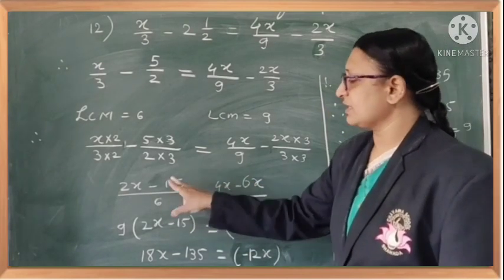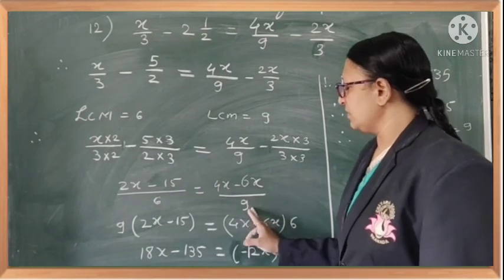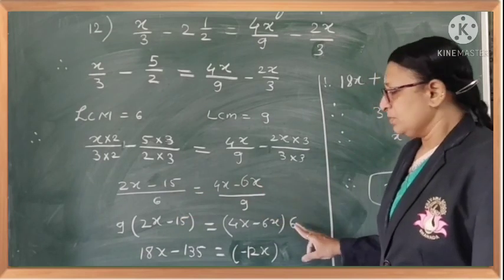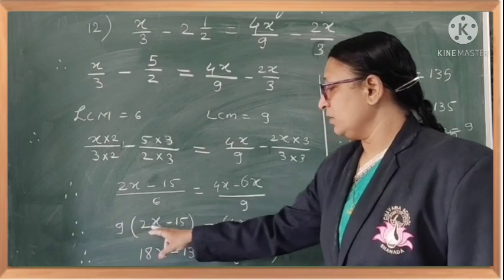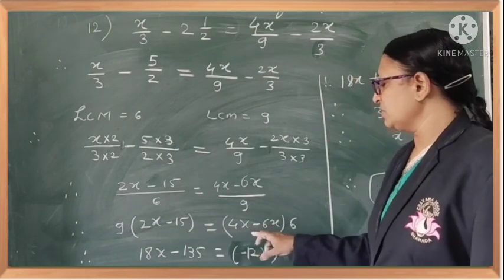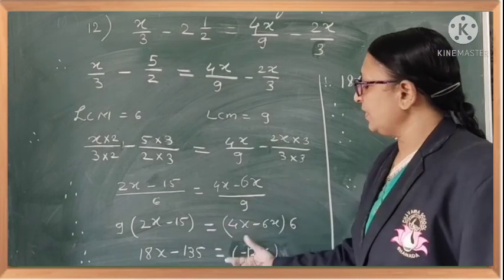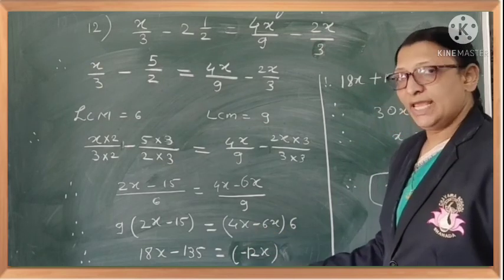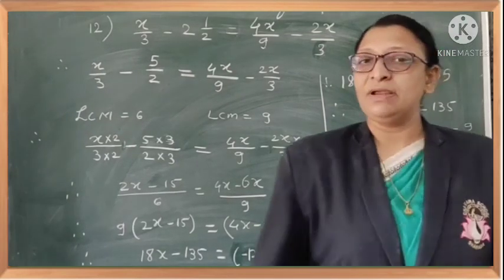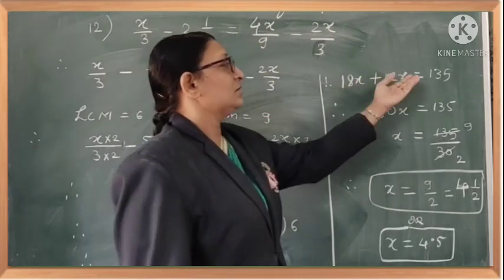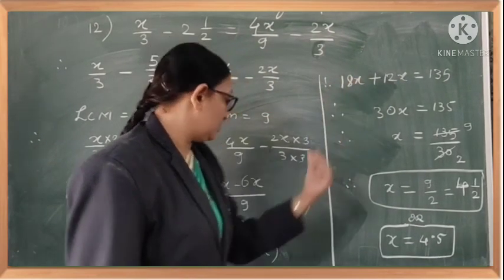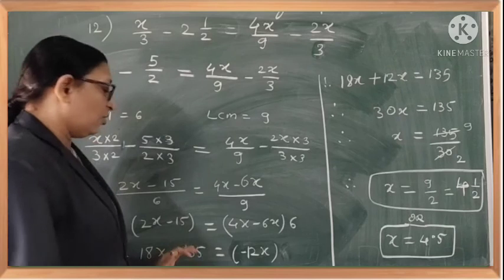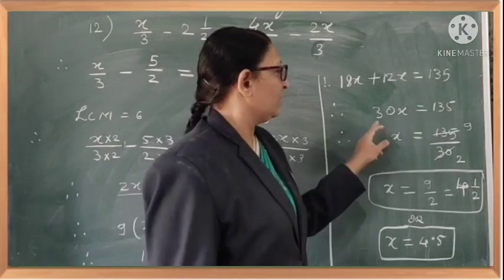Now, these denominators we will transpose. So here it is divided by, it will become multiplied by. And this 6 is here divided by, it will become multiplied by. Therefore, in the next step we get here 9 into 2x minus 15 equal to 4x minus 6x into 6. On opening the bracket we get here 18x minus 135 equal to minus 12x. Now, for finding out the value of x, we will take the like terms together. So 18x, this minus 12x will become plus 12x, equal to 135. Minus 135 on transposing will become plus 135.